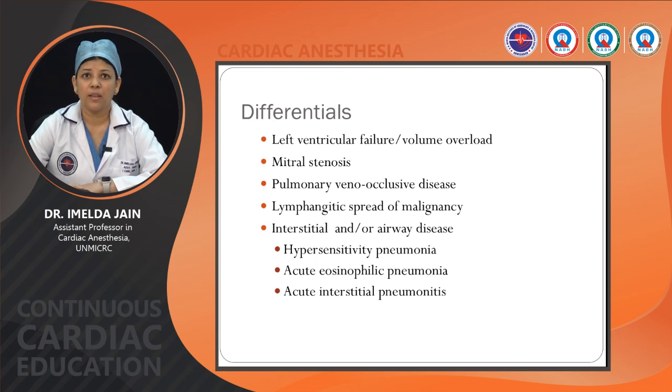The main and the most common differential diagnosis of ARDS is left ventricular failure or volume overload. The other differential diagnoses include mitral stenosis, pulmonary veno-occlusive diseases, lymphatic spread of malignancies, and interstitial or airway diseases, which include hypersensitivity pneumonia, acute eosinophilic pneumonia, and acute interstitial pneumonitis.